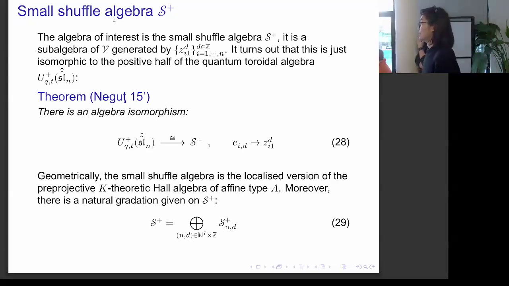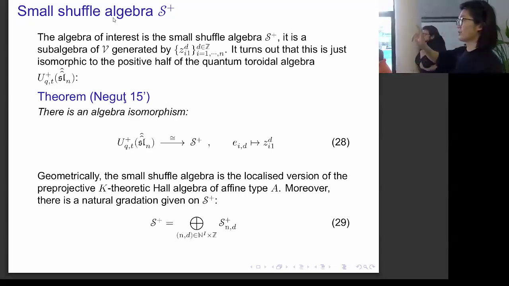And moreover, one comment for this small shuffle algebra is that it has two types of gradation. The first gradation is by the number of the variables, as we have shown before, and the second gradation is by the degree of the Laurent polynomial, or the degree of the rational function over here. It makes sense to speak about this degree because the algebra is naturally generated by the monomials. So we can have a natural decomposition of this small shuffle algebra as a vector space.